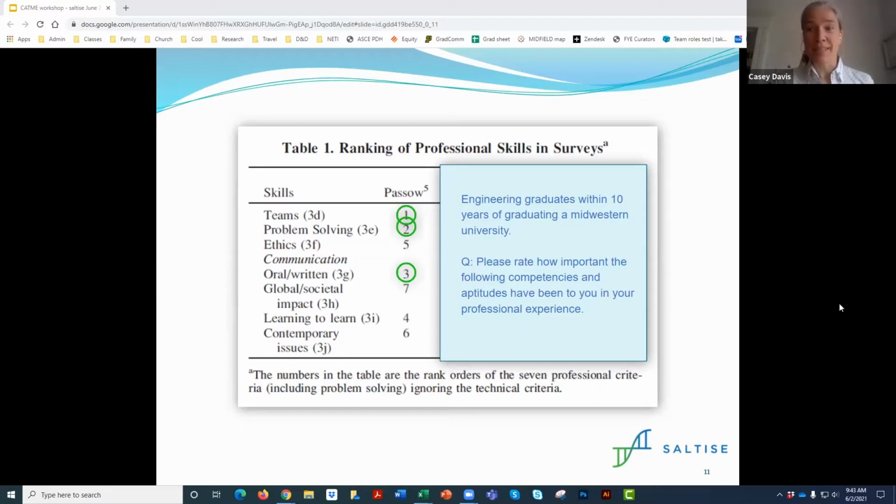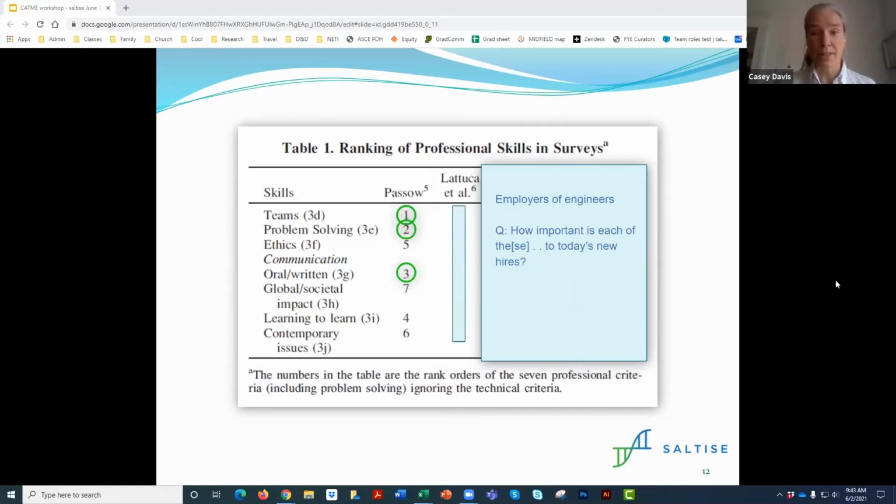Yeah, so team skills number one. And then it goes on to skills of problem solving and oral written skills. Next slide shows the next survey, which is given to another group, the employers of the engineers. How important is each of these skills? Next slide. The answer is, again, team skills is up in the top 3. It's on the podium, but also communication skills is important and problem solving.